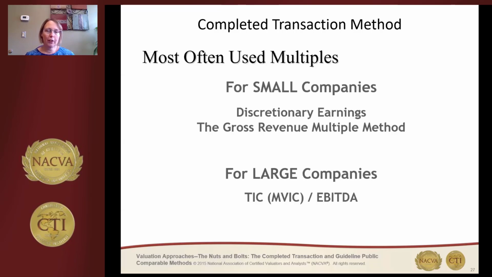So what do we look at here? We look at our normalized income, and then we want to add back those discretionary items. Some common ones are meals and entertainment, and we talked about this in our normalization adjustments. But also shareholder salaries or rental expense above fair market value, things like that. So for small companies, we tend to use those two factors when we're comparing to completed transactions.